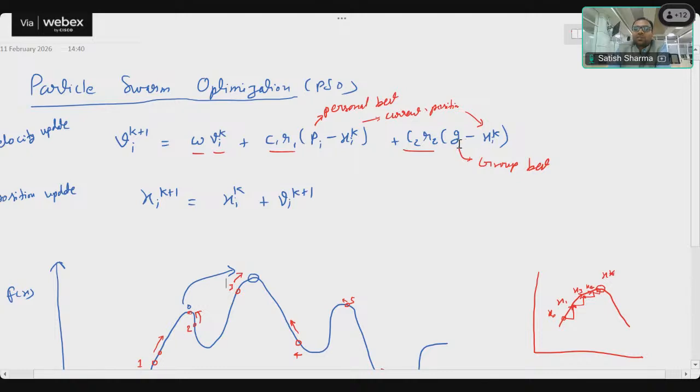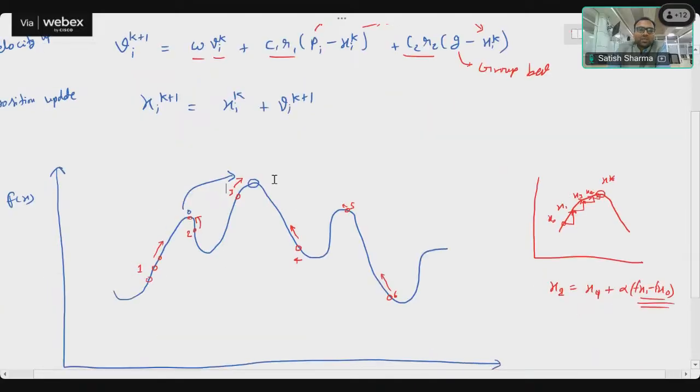This segment is basically looking at the distance from the group best. The group best is currently the third particle. So it will try to move the first particle towards the third, the second particle also towards the third, and instead of moving this particular point in this direction, it may move it in this direction as well. Everything depends upon how far they are from the group best.